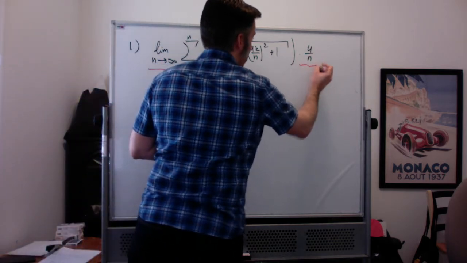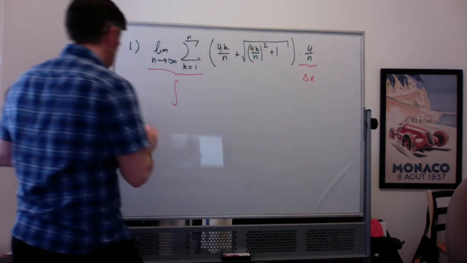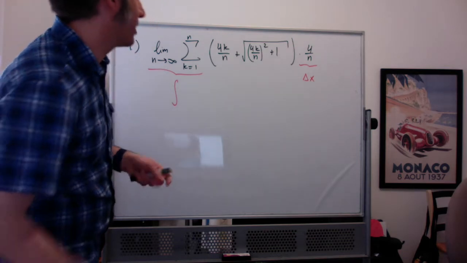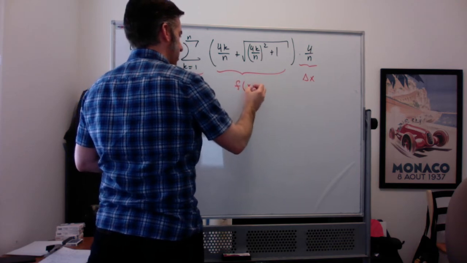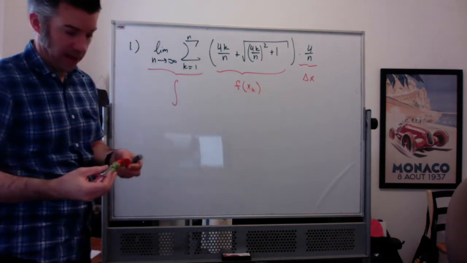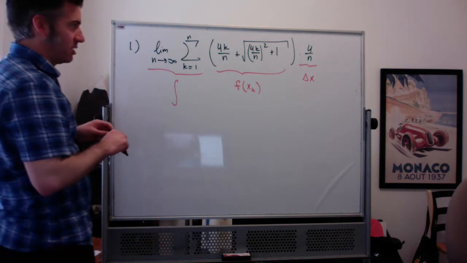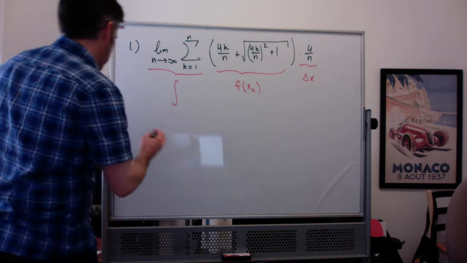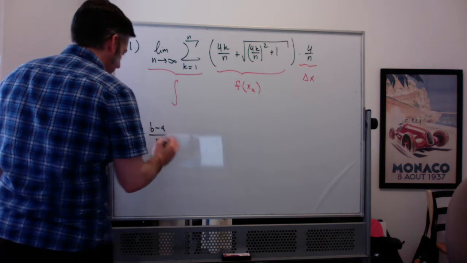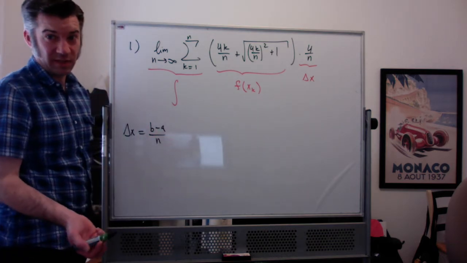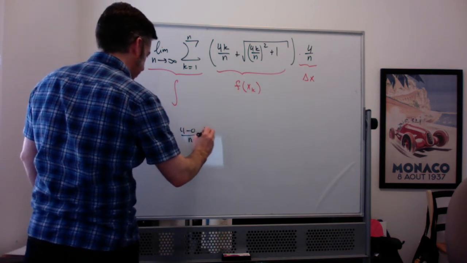And this part here, some number over n, that's going to be your delta x. The rest of this is your f of x sub k, which is going to become f of x. So our job really here is to figure out what your limits of integration are, and what your x sub k is. So delta x, if you recall, is b minus a over n. And it's usually a pretty good bet that a is going to be 0. So I'm just going to say this is 4 minus 0 over n, which is 4 over n.